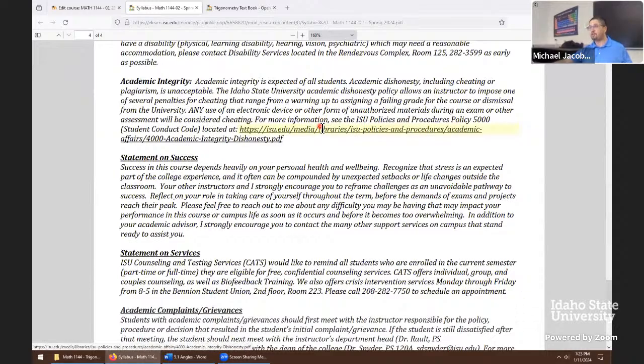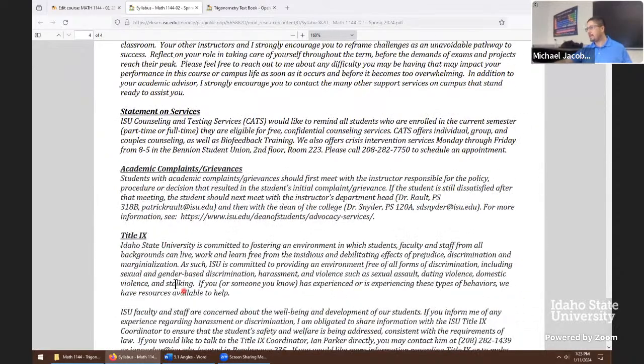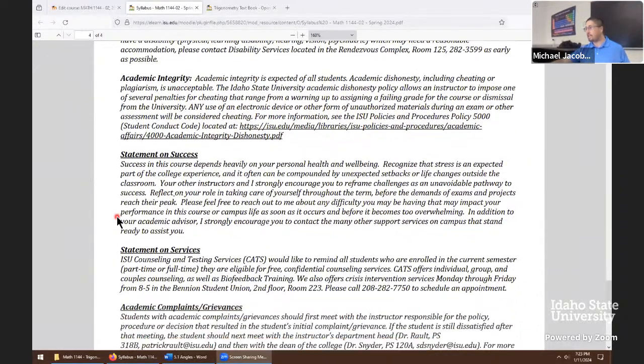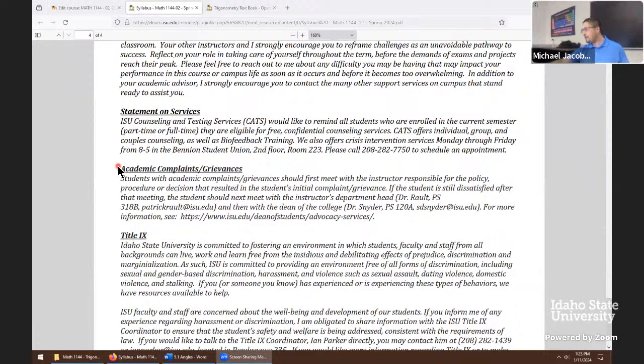Well, that's pretty much our whole syllabus so far, folks. Like I mentioned, everything beyond university resources was written by somebody at the university other than me. And there's some really important stuff in here. Accessibility, academic integrity. We mentioned Title IX. And this one's a good one to highlight as well.